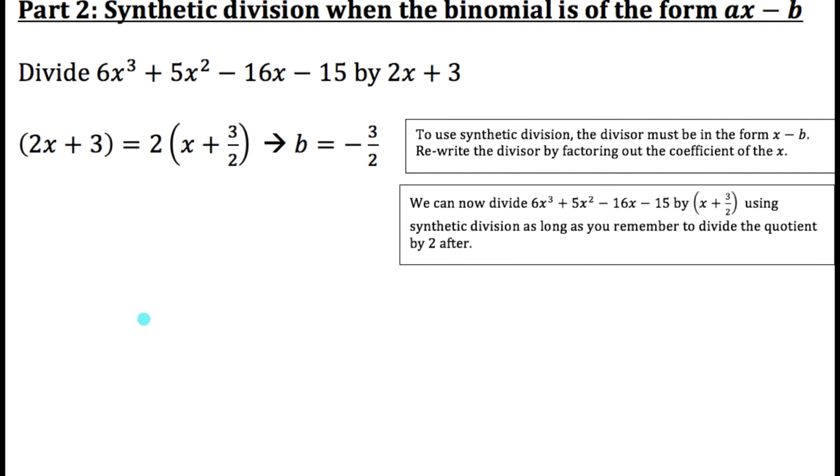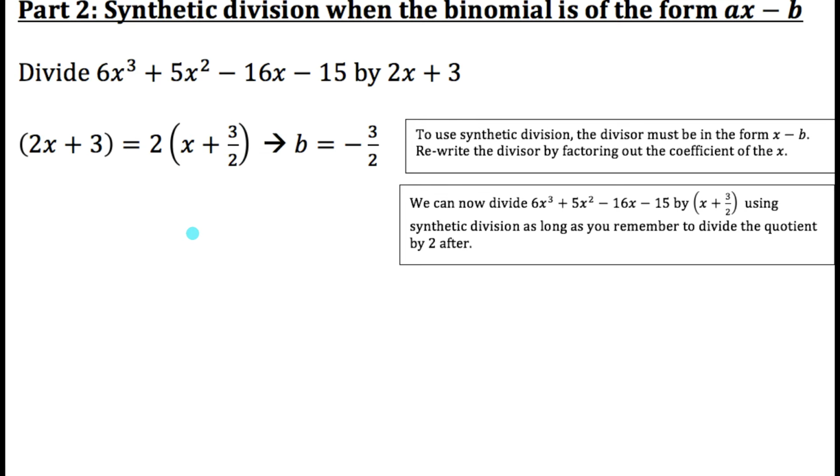Put the 2 out front and then divide the 2x and the 3 by 2, and I would get this product. And what I can do is divide this dividend by 2x plus 3 by doing 2 separate divisions. I can divide it by this first, which is degree 1 with a leading coefficient of 1, which is what synthetic division assumes. So I can do that. I can divide it by this.